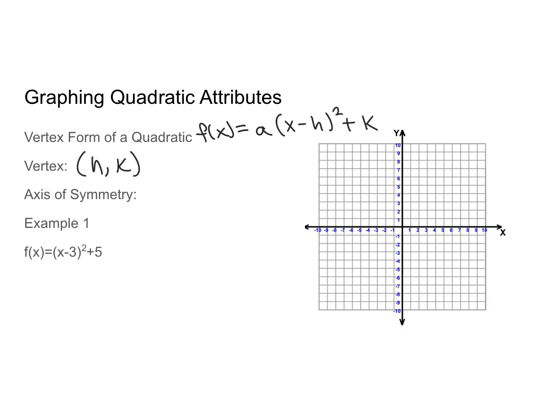So I can look at the quadratic itself to figure out what the vertex is. Now, this is extremely useful because sometimes having to create a table of values all the time takes up a lot of time. But also, if it's already in vertex form, it's just a lot faster to graph. Now, the axis of symmetry is just x equals h. And I'm going to show you what this means with our example.